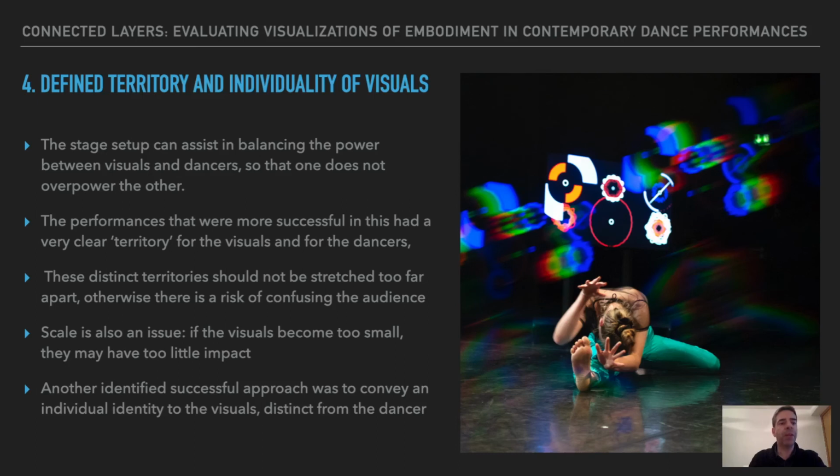4. Define territory and individuality of visuals. The stage setup can assist in balancing the power between visuals and dancers so that one does not overpower the other. The performances that were more successful in this had a very clear territory for the visuals and for the dancers. These distinct territories should not be stretched too far apart, otherwise there is a risk of confusing the audience. Scale is also an issue. If the visuals become too small, they may have too little impact. Another identified successful approach was to convey an individual identity to the visuals distinct from the dancer.